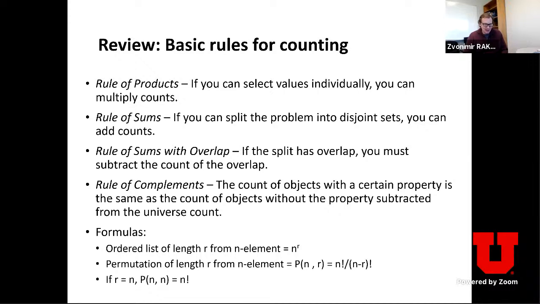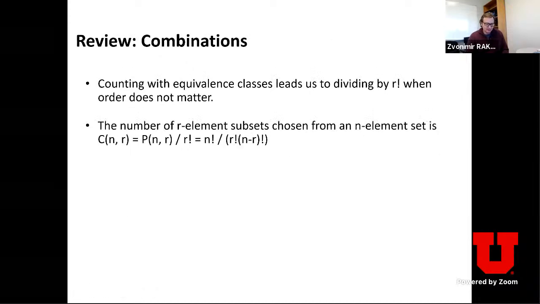And then we talked about 4 different structures and how to count the number of objects that belong to the structures. So we have an ordered list of r from n elements, that's n to the power of r. We have a permutation of length r from n elements, that's P(n, r). Then we talked about combinations and how to derive this expression for counting combinations. In combinations, the order of the elements does not matter.